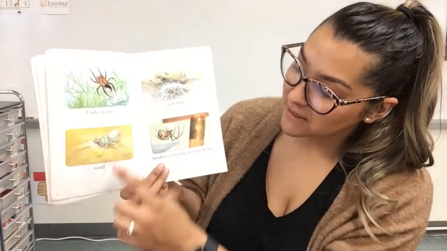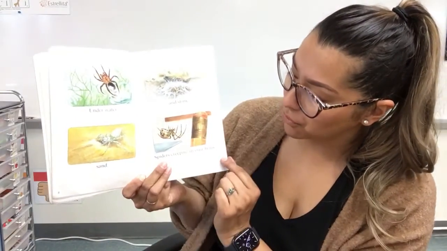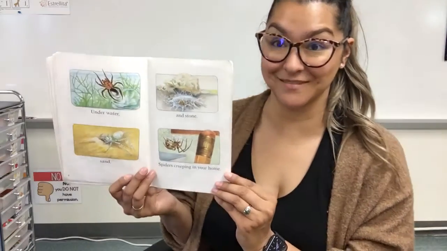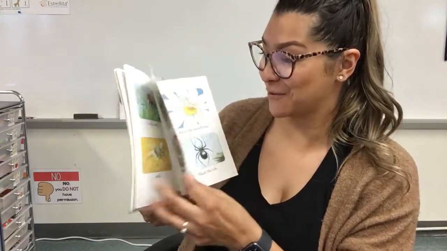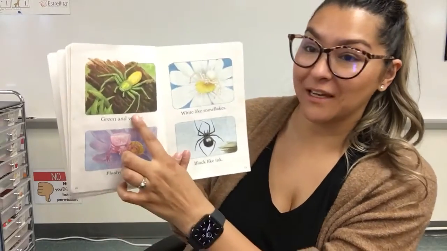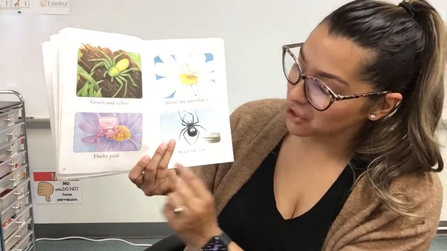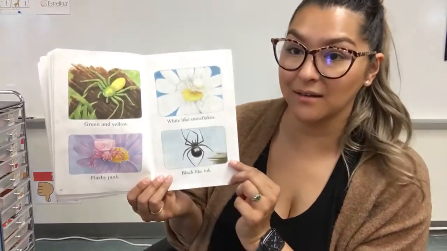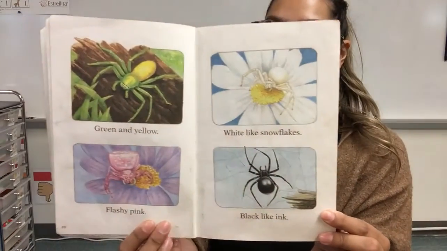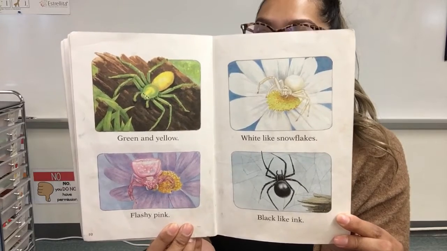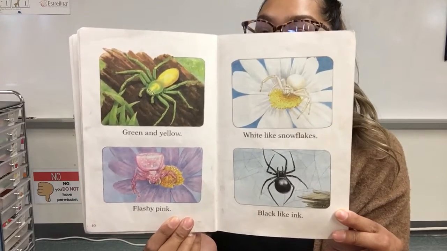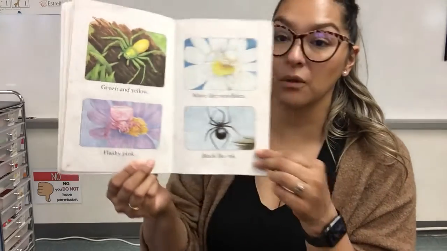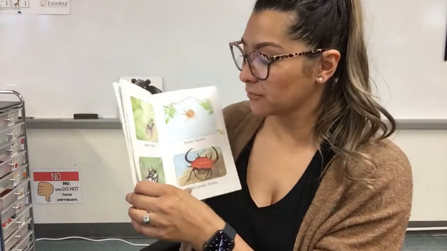Underwater, sand and stone, spiders creeping in your home. I don't like when I find a spider in my home. Green and yellow, flashy pink, white like snowflakes, black like ink. Now I bet we haven't ever seen these types of spiders, but believe it or not, these do exist. This is giving us information on lots of different spiders.